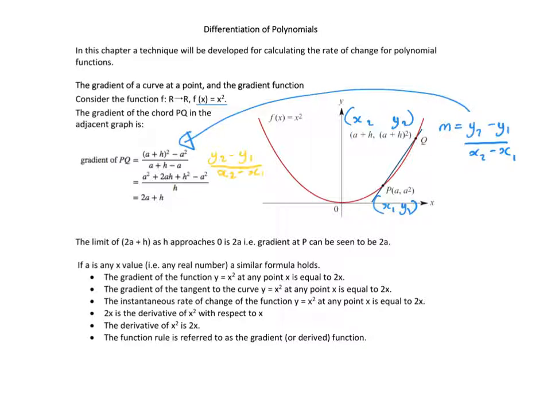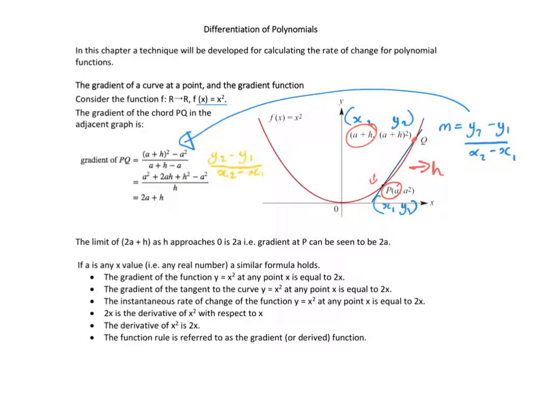All right, and so when we work all that out, we end up with 2a plus h. So that is the rule for the gradient of the chord on that curve. Now, if we have a look at what these values were, this was a, and this is a plus h. So to get from P to Q, we have gone across h. So a is here and a plus h is here. So the difference is h.